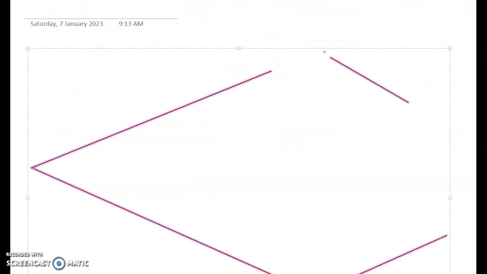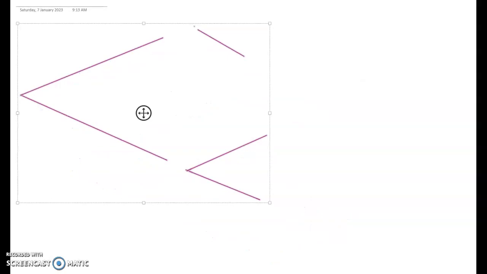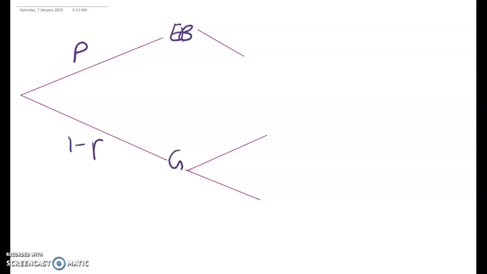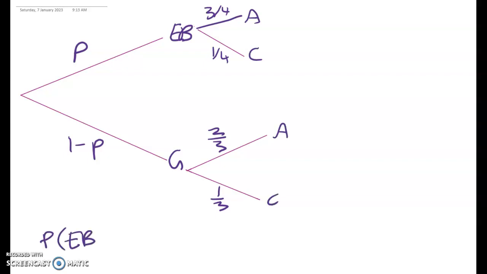So let's have a look here. Here's a nice clean one. Well, we don't know what these numbers are. We'll put P on here and 1 minus P here for general admission. We've got 2/3 here and 1/3 here and 3/4 here and 1/4. Adult, child, adult, and child. The goal is to get 30% of all child tickets to be early bird ones.